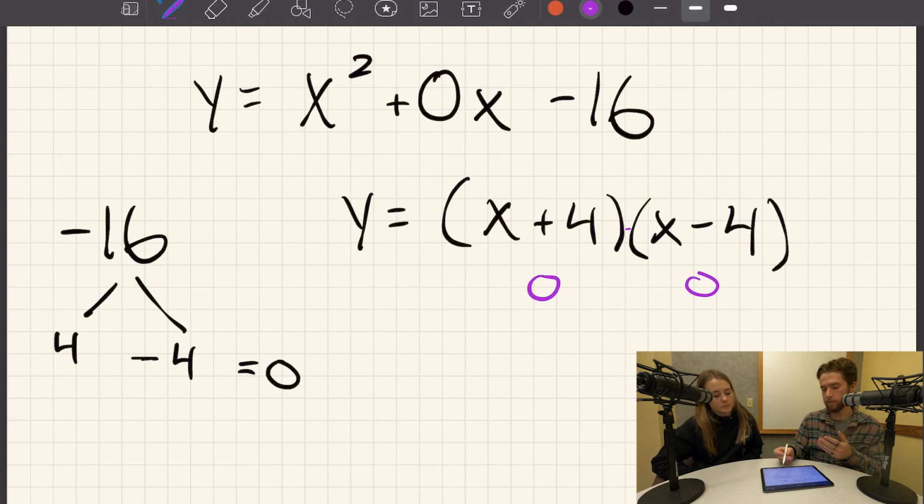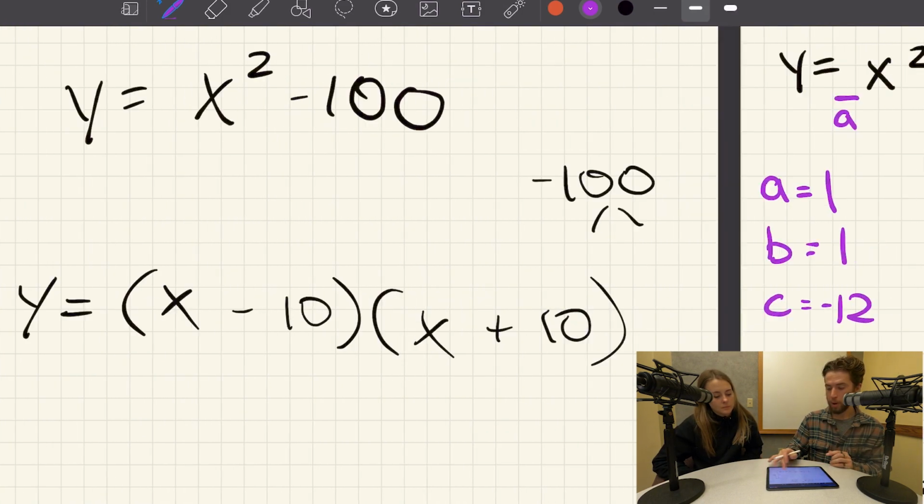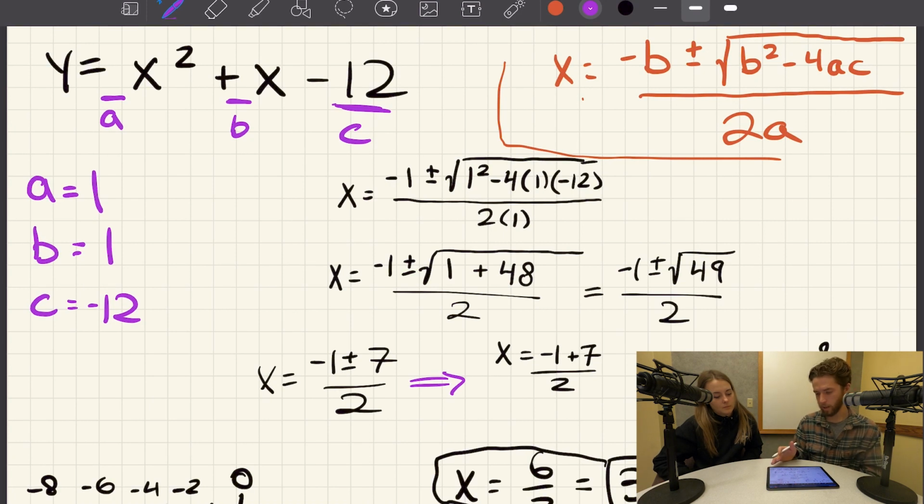So factored form is helpful if you can get to it, but when you can't get to it, and maybe I'll show you a quick example of when you can't, you just need the quadratic formula, which is like the hard-coded process that definitely will work every time.